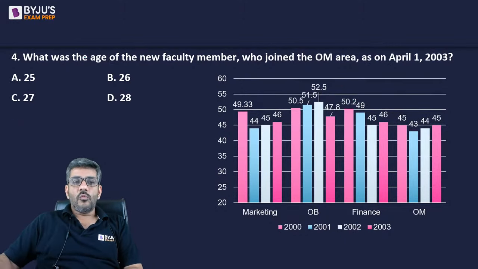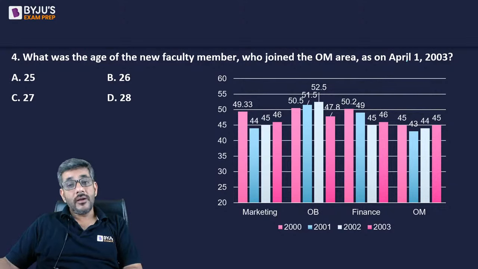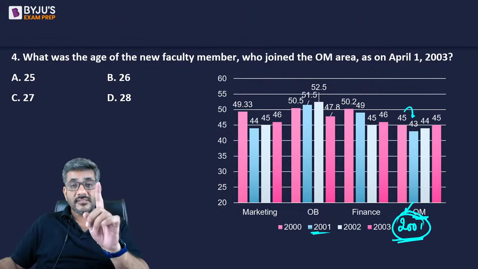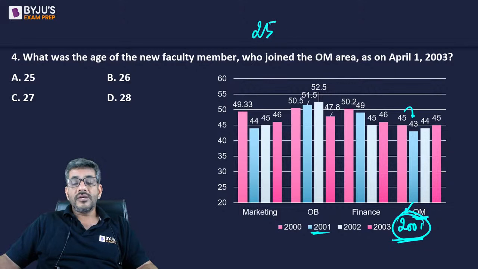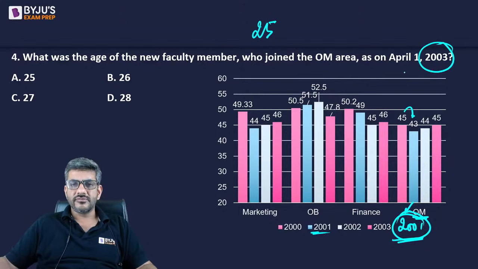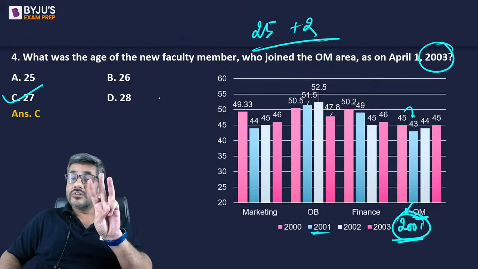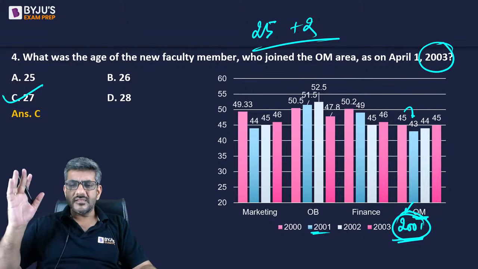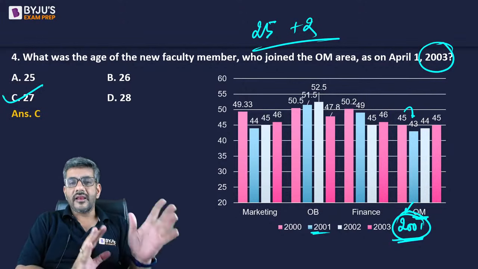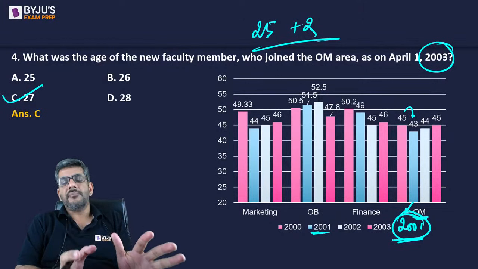Fourth, what was the age of the new faculty member who joined the OM area as on April 1, 2003? So when I talk about OM area, the faculty member joined in this year, which is 2001, and whenever a person joins, he is 25 years of age. Question is asking what is his age in 2003. If in 2001 he was 25, in 2003 he was 27. So my answer should have been option C, that is 27. So 3 of the questions could have been answered just by looking at the graph. This is what my opinion is about this set.